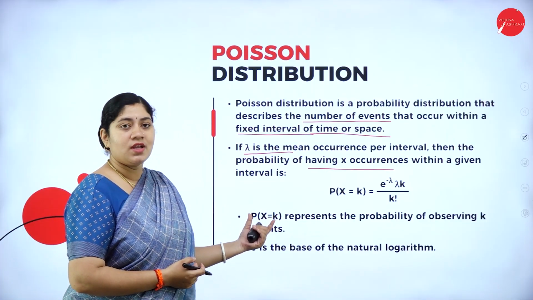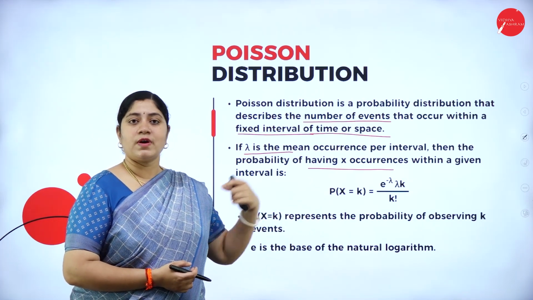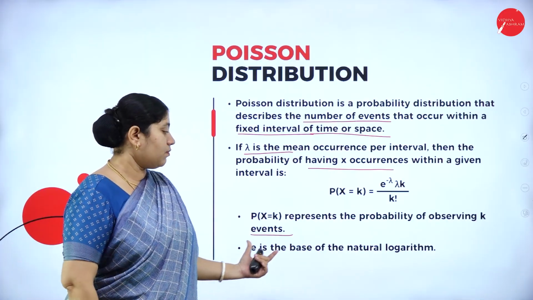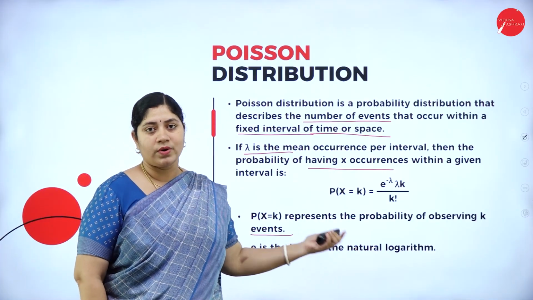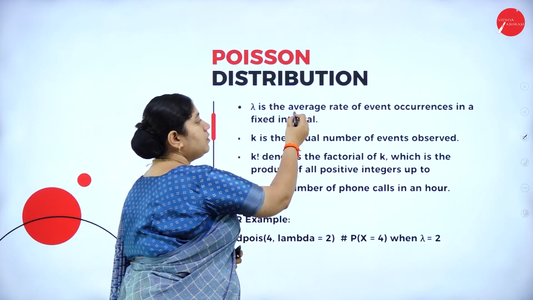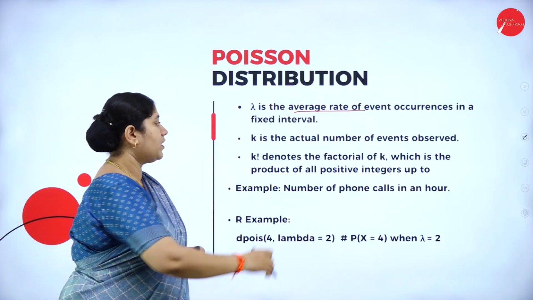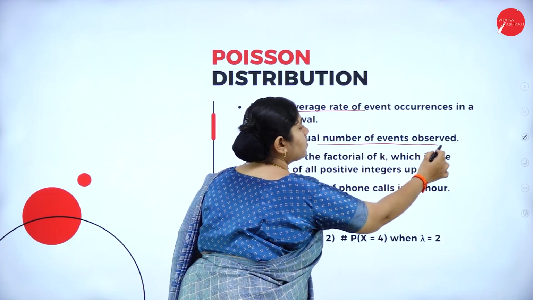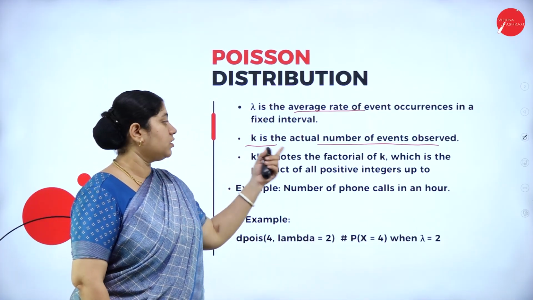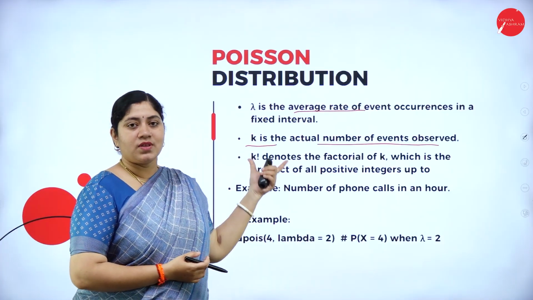So over here we can say P of x is defined by k, which represents the probability of observing k as an event, and E is the natural log base. Now let's see what this lambda is. Lambda is nothing but the average rate of event occurrence, followed by k, which is the actual number of events being observed, and k factorial denotes the factorial of k. So this is all about the terms.